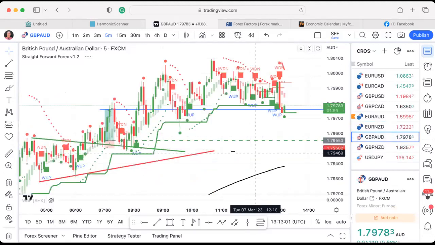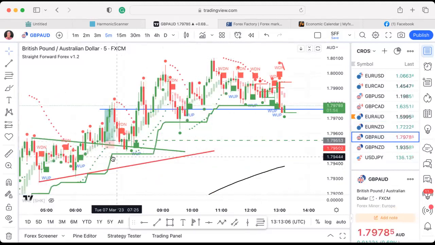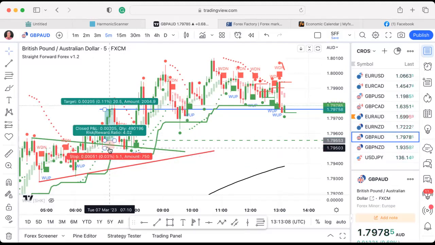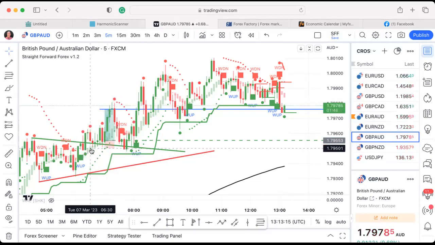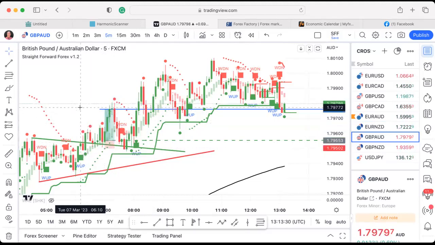GBP AUD, 5 minute chart. This was a potential buy. There was a stop loss of 5.1 pips, and there must have been a bullish engulfing candle there. So my stop loss was at that point, and that went to 4, another 4. I didn't mark it as a 4 because I think I broke my own rules there on the 2-minute chart.